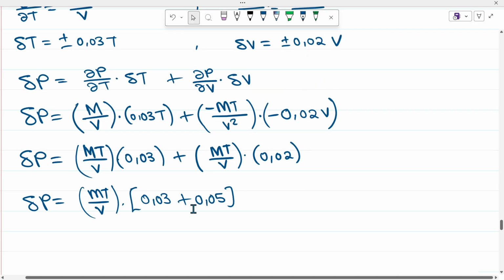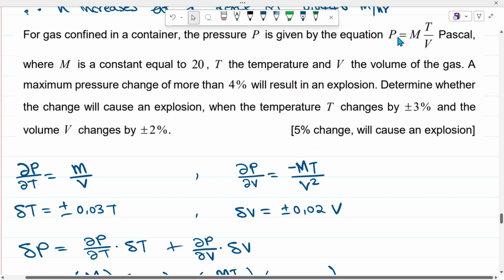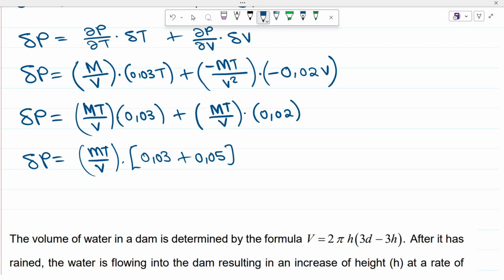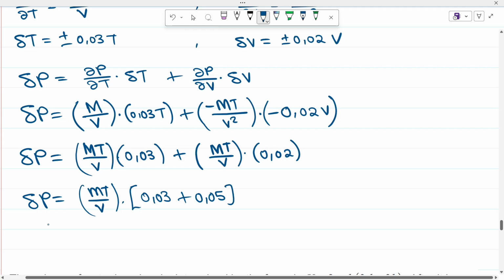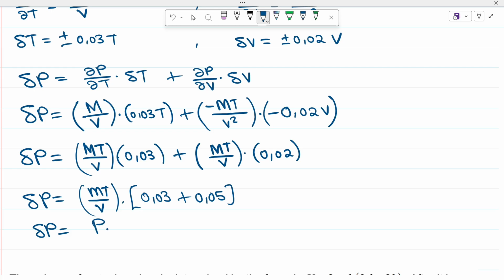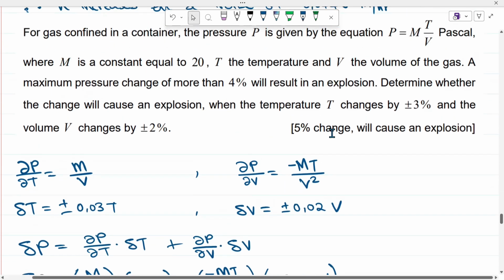And then we multiply. But remember that mt over v is equivalent to what? Mt over v is equivalent to p. So we can substitute it here, meaning that the partial derivative of p is what? It's p multiplied by 0.05. So you can see that this is the same as 5% of p, right?